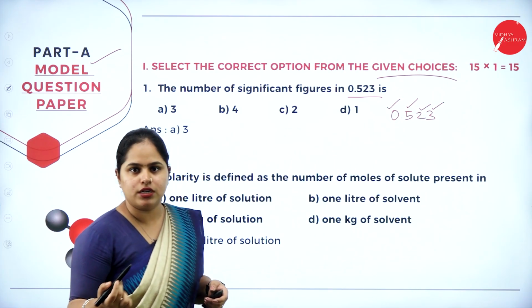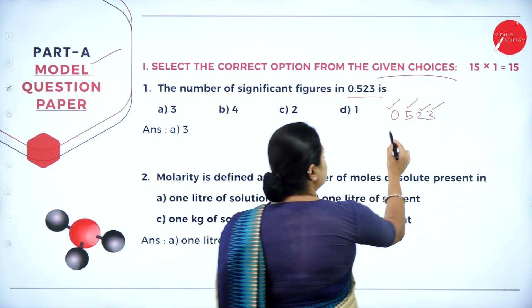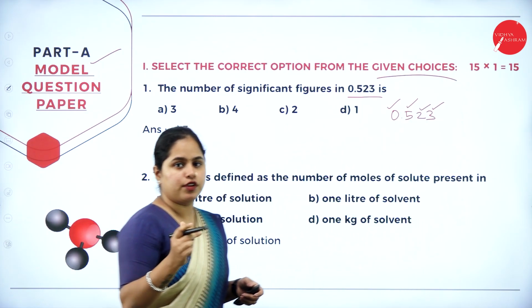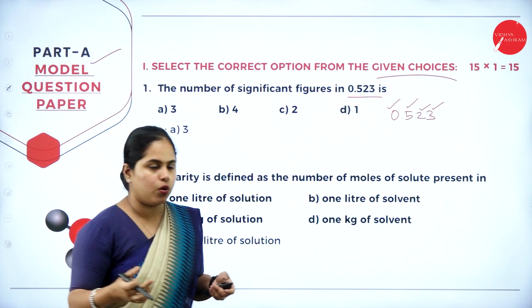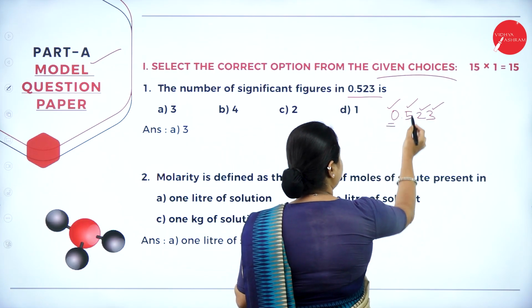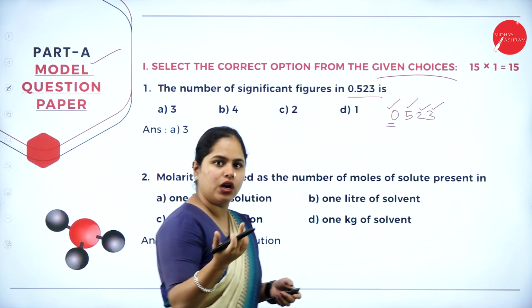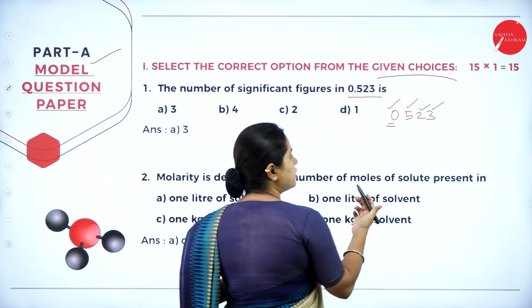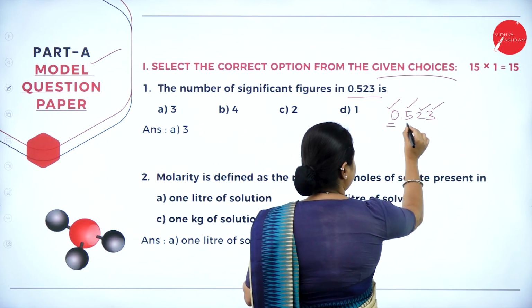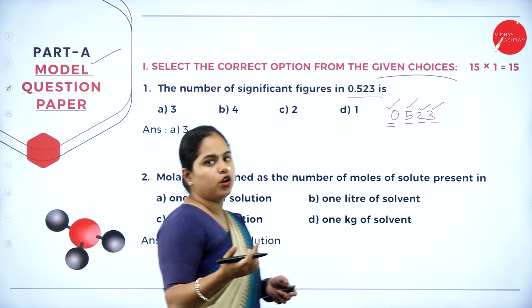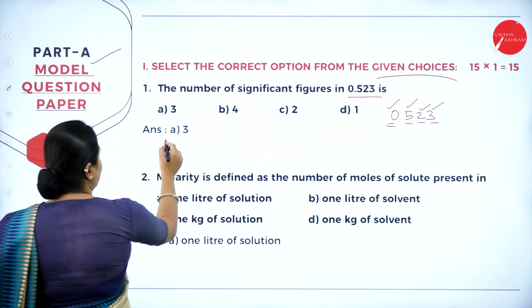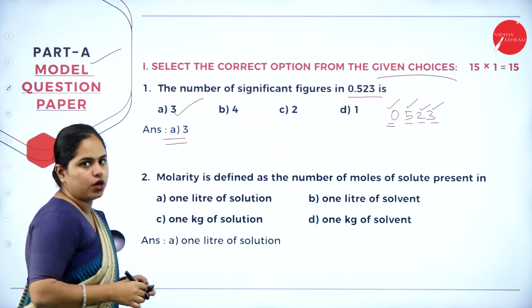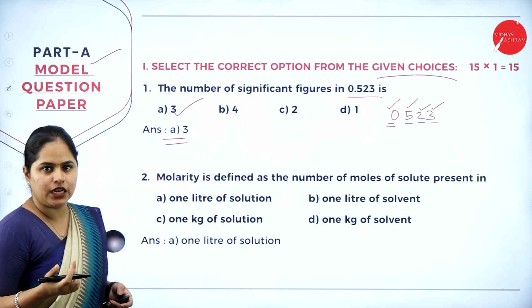This 0 is not significant, right? Because all zeros are non-significant until certain conditions, and this 0 is coming before the decimal point, so it is not significant. So which are the 3 numbers which are significant? 5, 2 and 3, which are 3 non-zero digits. So the answer will be 3. Right, so this is about significant figures.